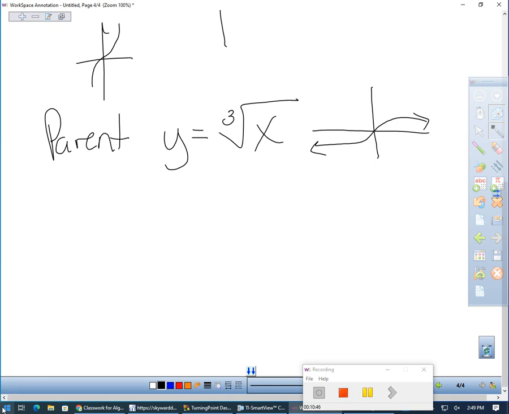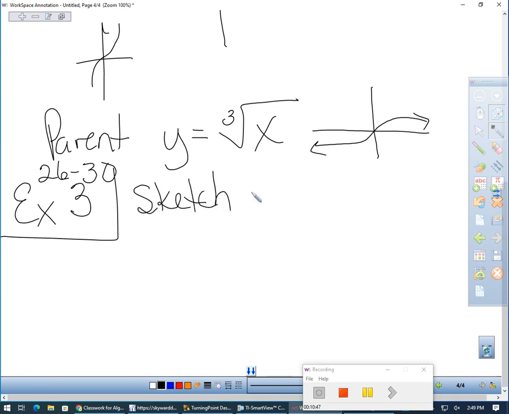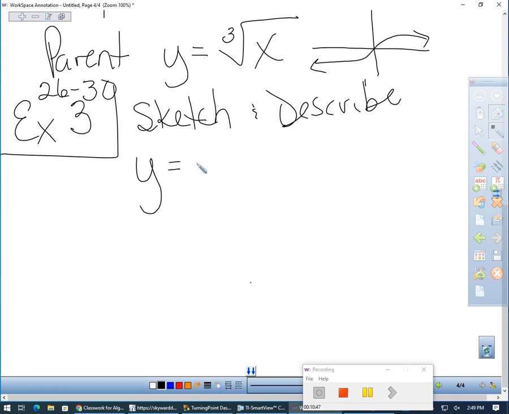So then here is example number 3. This will be your 26 through 30. I skipped over 1, which I'll talk about in a minute. All right, so again, I want you to sketch, even though it says graph, and describe. Let's say I have y equals the cube root of x plus 2 minus 4.